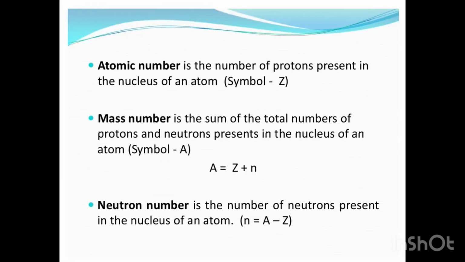Structure of atom. Atomic number is the number of protons present in the nucleus of an atom. Symbol Z. Mass number is the sum of the total numbers of protons and neutrons present in the nucleus of an atom. Symbol A. A is equal to Z plus N. Neutron number is the number of neutrons present in the nucleus of an atom. N is equal to A minus Z.